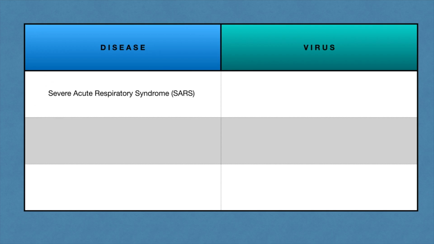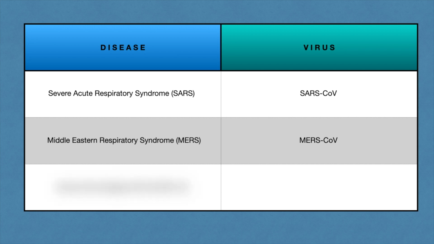Okay, so with each disease, we need to have a name of a virus that causes the disease. We named the virus that causes SARS as SARS-CoV. We named MERS as MERS-CoV. And COVID-19, well, COVID-19 stands for Coronavirus Disease 2019. We initially named this as nCoV or novel coronavirus, but then this was changed to SARS-CoV-2 by the World Health Organization.